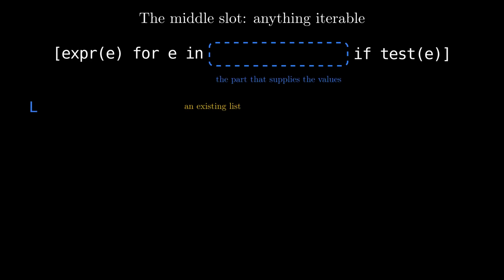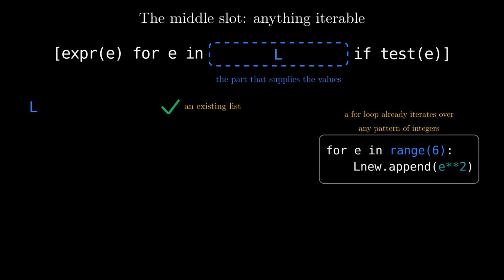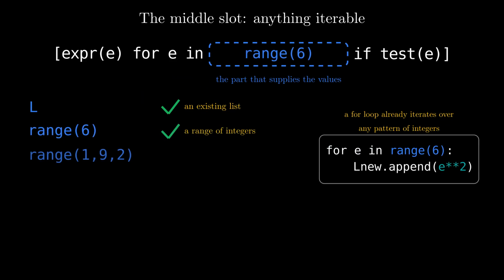In the last video, that source was an existing list, L. It doesn't have to be. When we talked about for loops, we said they iterate over integers following some pattern, range of 6, or range from 1 up to but not including 9, stepping by 2, which gives 1, 3, 5, and 7. That same rule applies here.